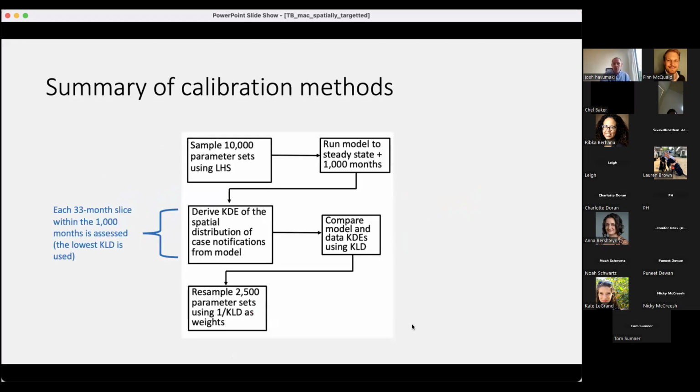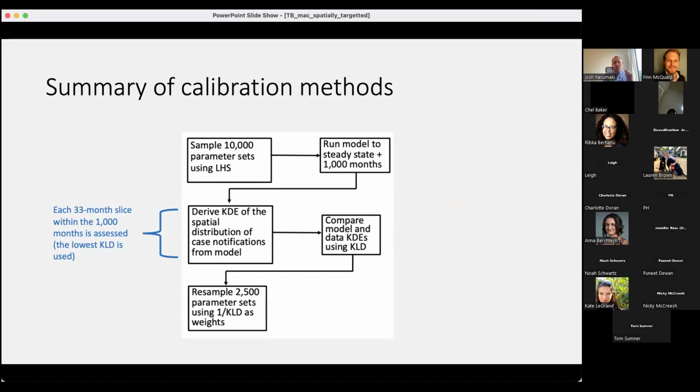Okay, and just to provide more of a summary, because I think these calibration methods are rather complex. Basically, what we did is we sampled 10,000 parameter sets using Latin hypercube sampling.